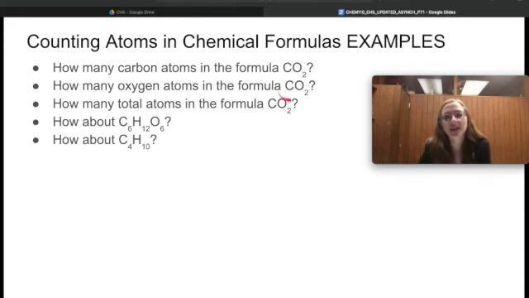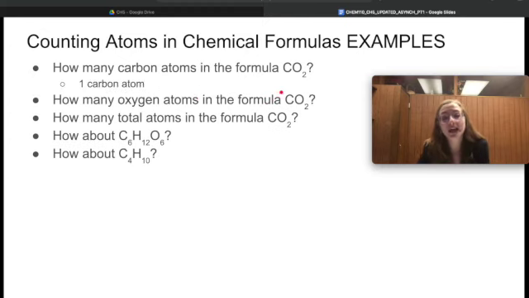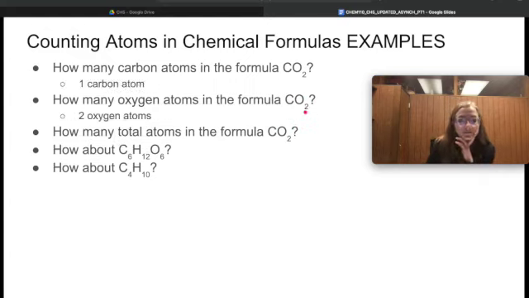If I look at that same chemical formula and I want to know how many oxygen atoms I have, I see the chemical symbol C, not oxygen, don't care about it. I want to know how many oxygen atoms. Hey, I've got the chemical symbol O, that stands for oxygen, that's the one I want, and it has a subscript of 2, so I must have 2 oxygen atoms. So 1 carbon atom and 2 oxygen atoms.